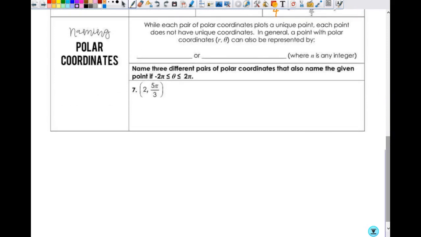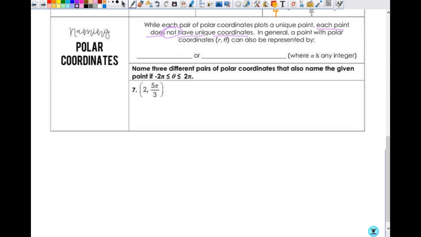It says, while each pair of polar coordinates plots a unique point, each point does not have unique coordinates. That means I can get to each point an infinite number of ways because I can just keep running around the track, right? If we're all out on the track, we're all standing in the same point. Some of us run an extra lap. We end up in the same spot, but our coordinates would be different.